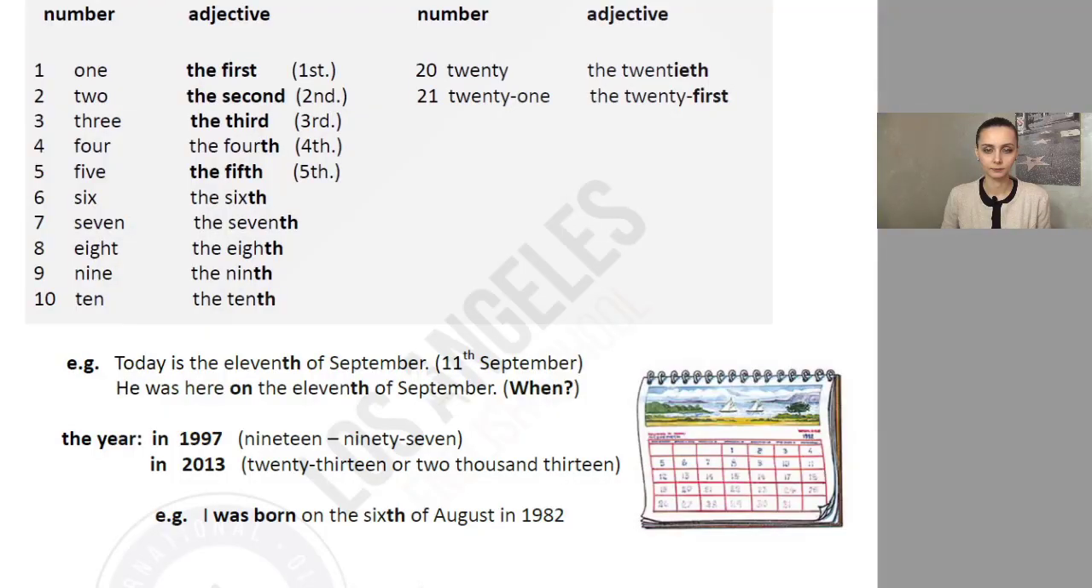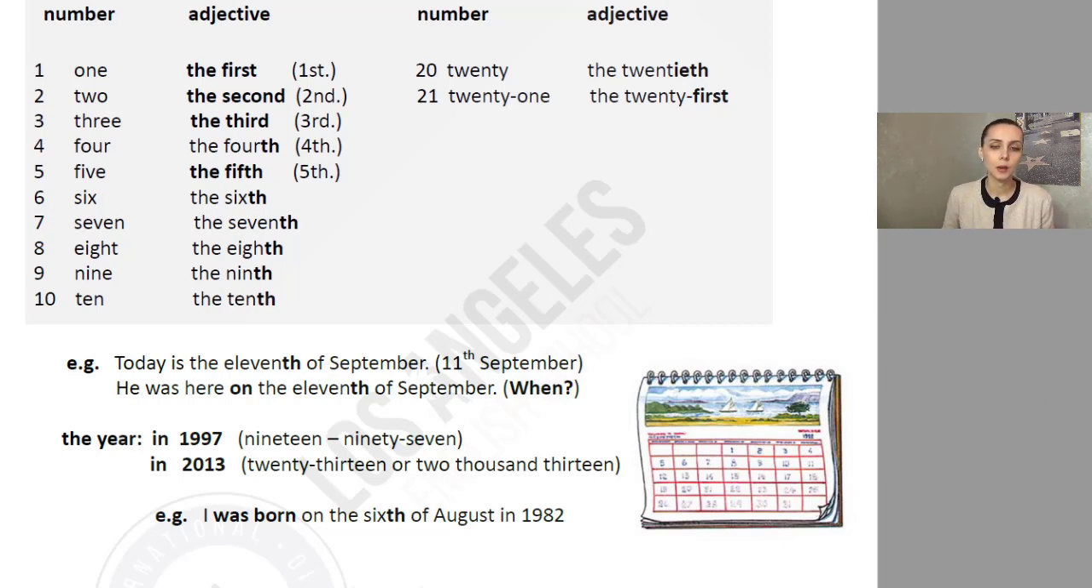Alright, as I said, today we're going to look at how to say dates. So let's dive into our lesson. In order to be able to say dates correctly, let's go over ordinal numbers. We will take a look at the pronunciation and different variations.